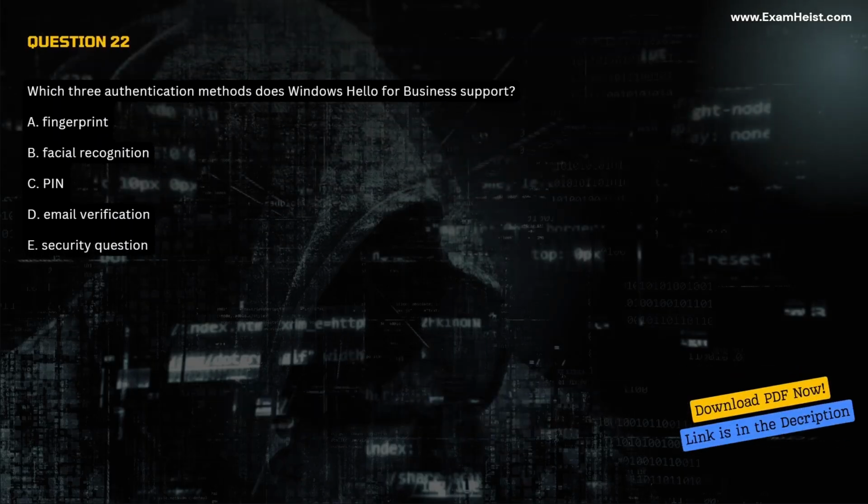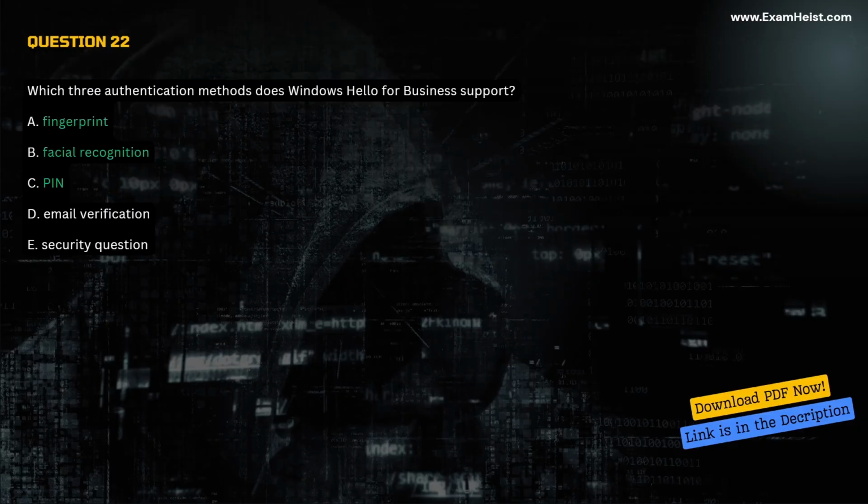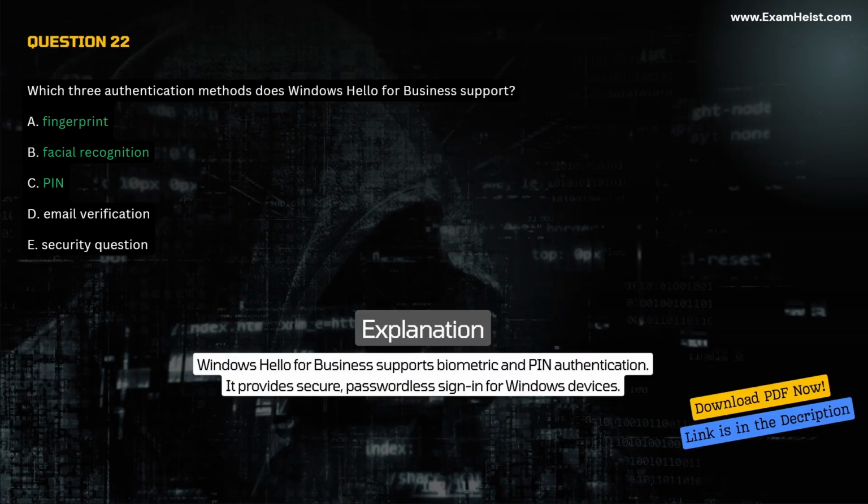Question 22. Which three authentication methods does Windows Hello for Business support? A. Fingerprint. B. Facial recognition. C. PIN. D. Email verification. E. Security question. Correct answer: A, B, and C. Fingerprint, facial recognition, PIN. Explanation: Windows Hello for Business supports biometric and PIN authentication. It provides secure, passwordless sign-in for Windows devices.